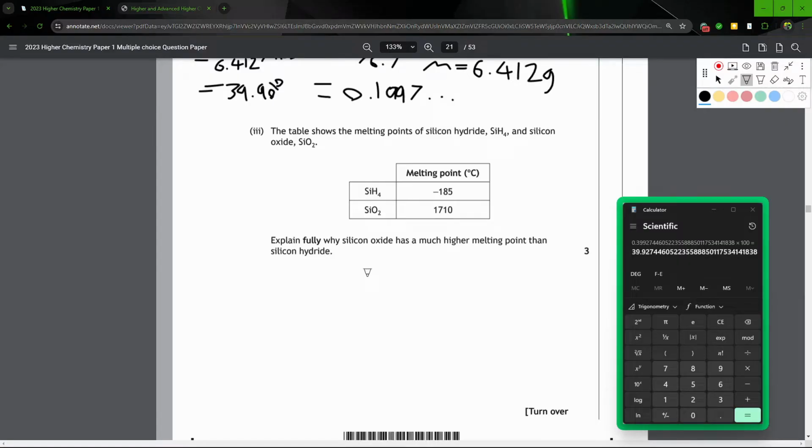The table shows the melting point of silicon hydride and silicon oxide. Explain fully why silicon oxide has a much higher melting point than silicon hydride. I wonder why this is.